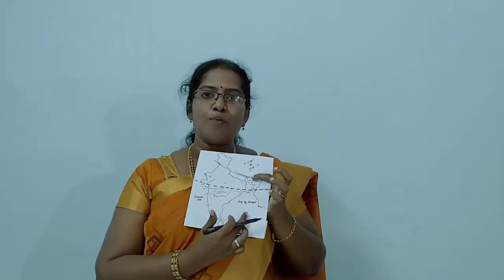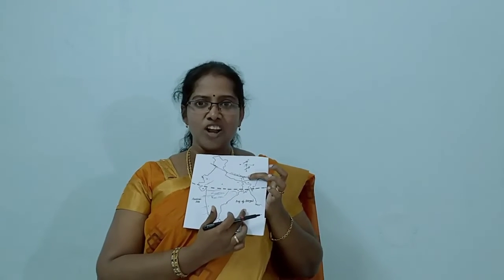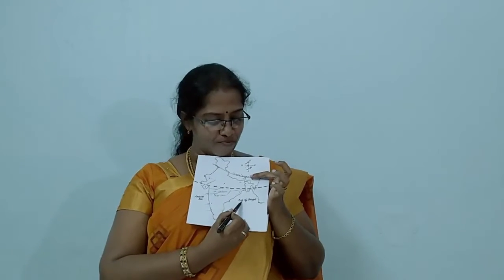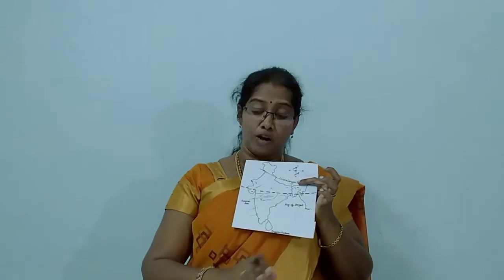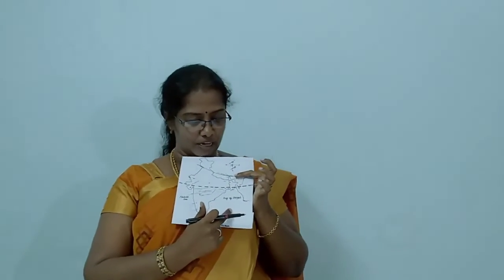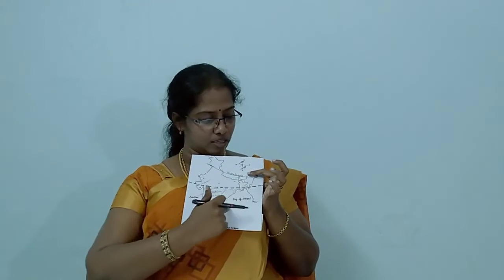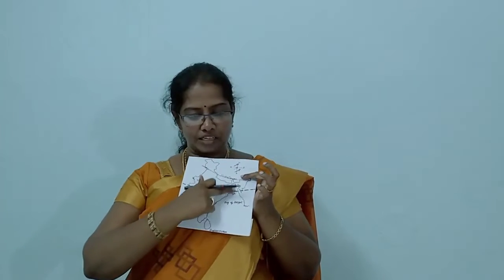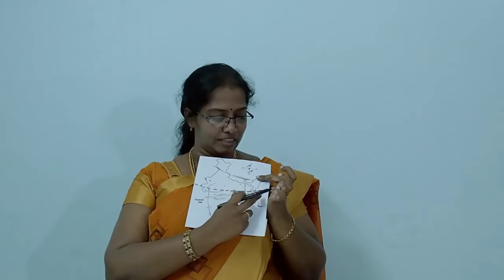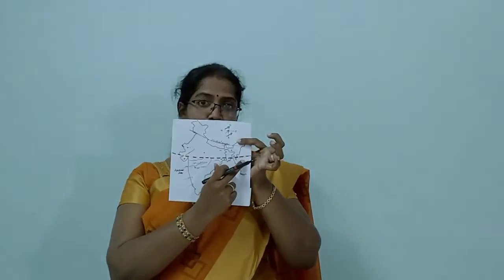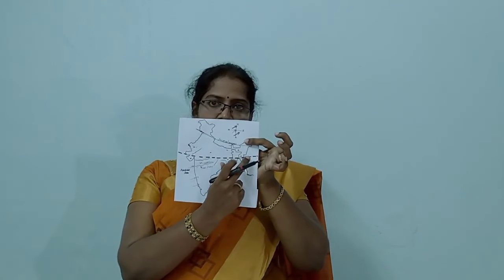The next is the Bay of Bengal branch. What is given in your book about the Bay of Bengal branch? This wind moves towards the northeastern part of India as well as Myanmar. Myanmar is otherwise called Burma.